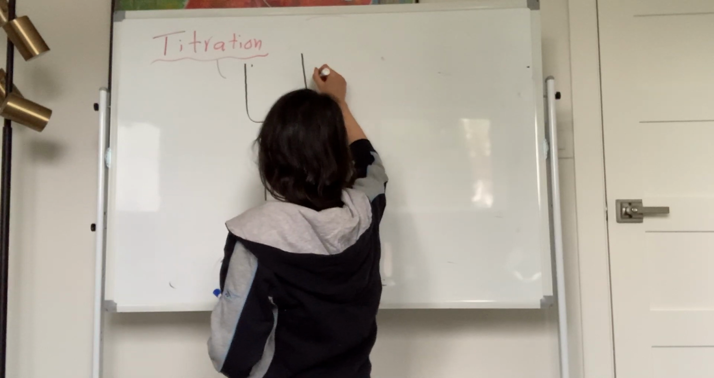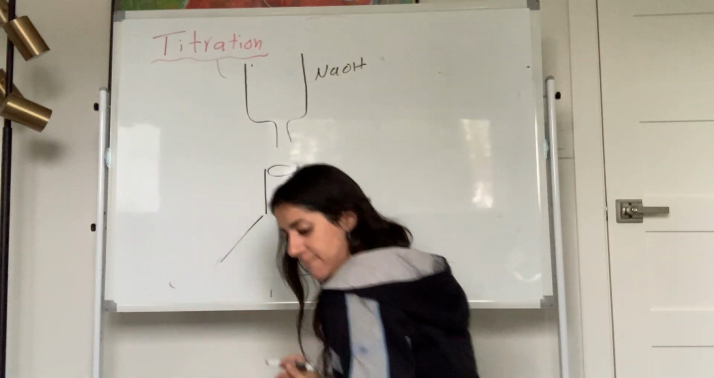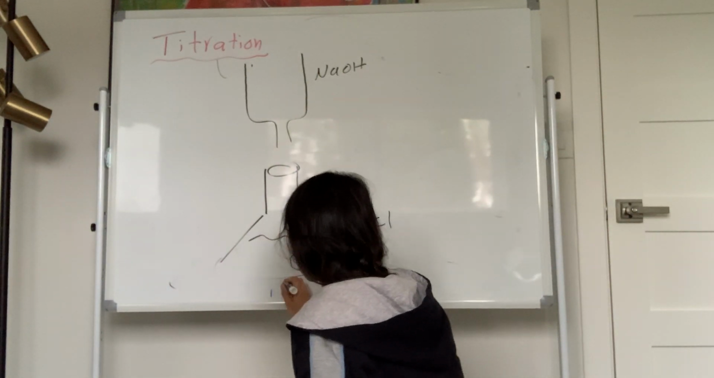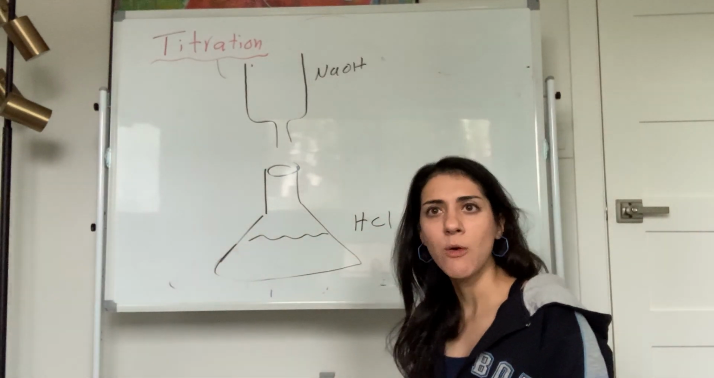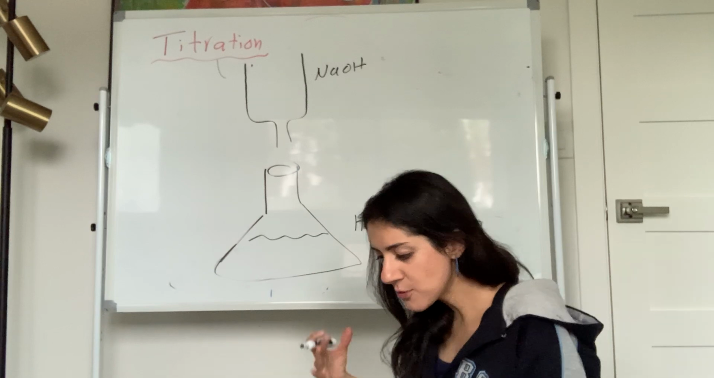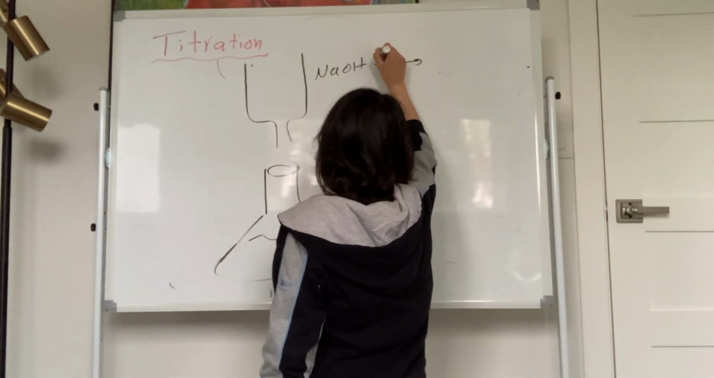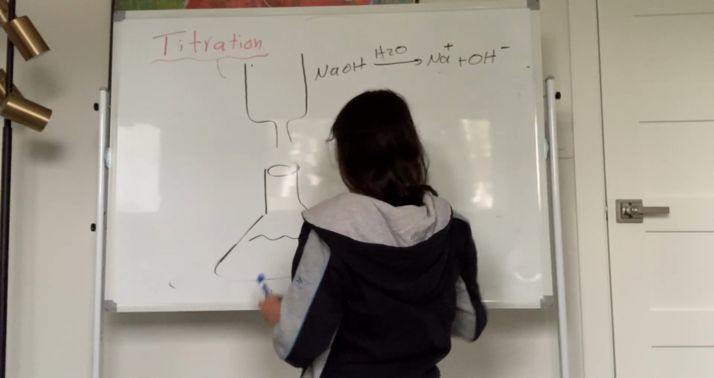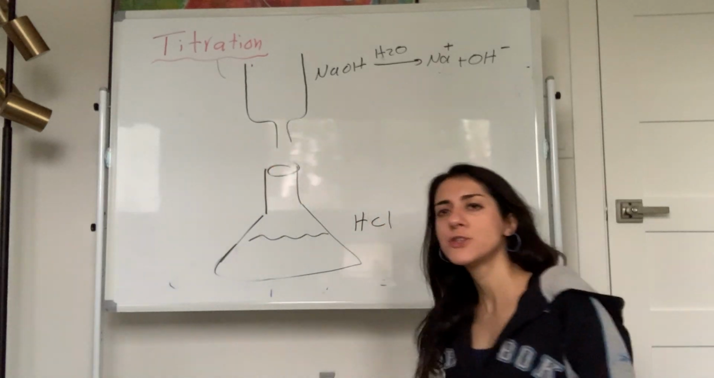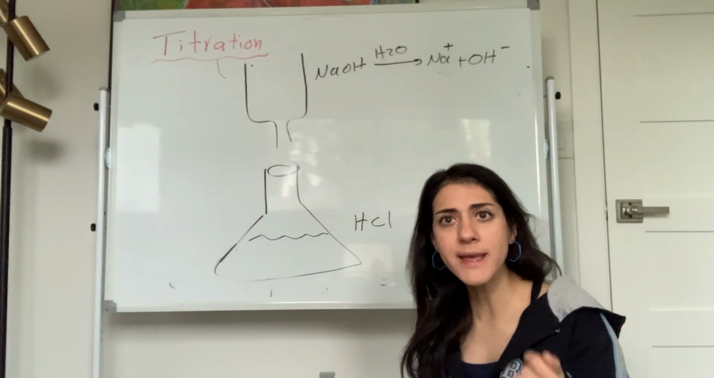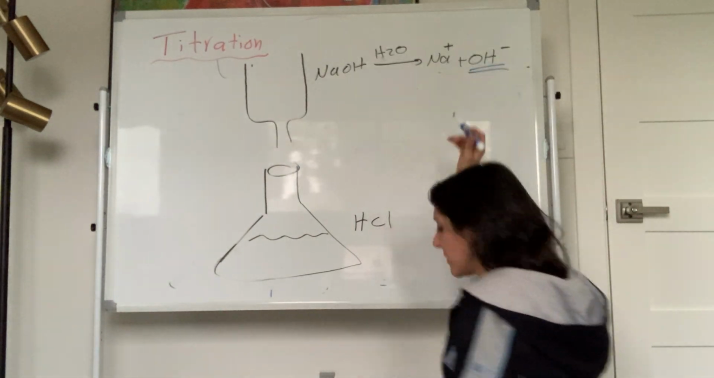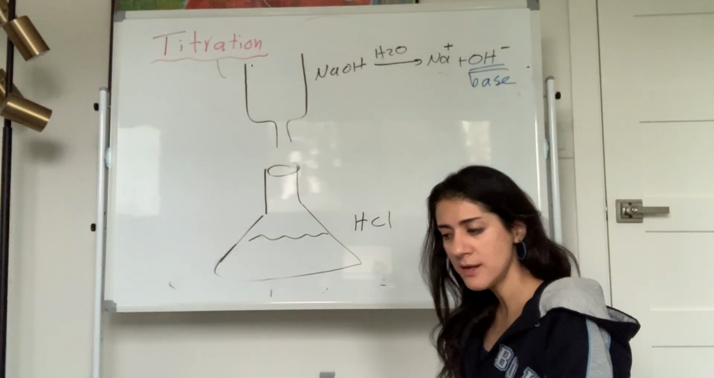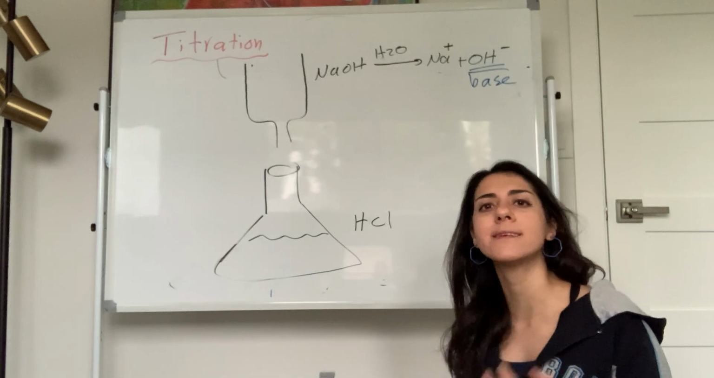Okay, up here, I said I'm going to have NaOH, right? And down here, I'm going to have hydrochloric acid. So far, so good. Now, NaOH, we've done this before. When you have NaOH in water, NaOH breaks up into Na plus and OH minus. And remember, what makes NaOH a base? Sodium hydroxide is a base because of OH minus. OH minus is what makes something act like a base. So what makes sodium hydroxide the base is OH minus.